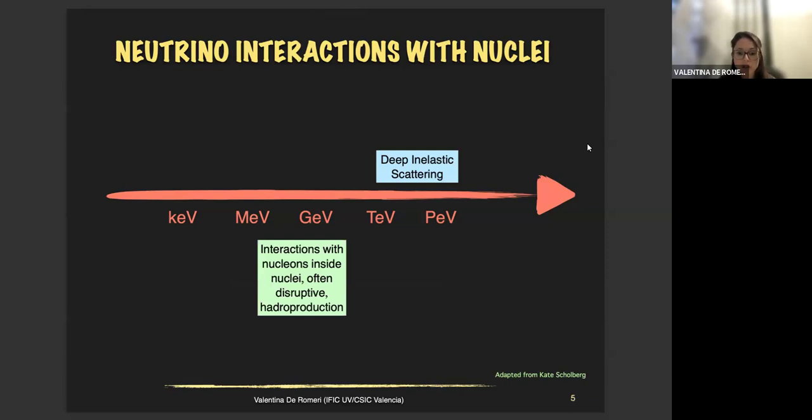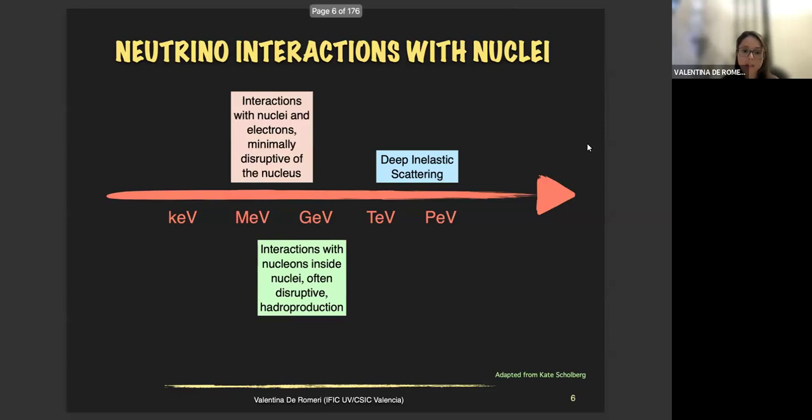Neutrinos which are a bit less energetic, with energies around the GeV scale or so, would start feeling the interactions with nucleons inside the nuclei, but these processes could also be disruptive, sometimes leading to the production of new particles. Less energetic neutrinos with energies below the GeV scale or so would instead have interactions with nuclei and electrons inside the nucleus, and this process would already be minimally disruptive of the nucleus itself.